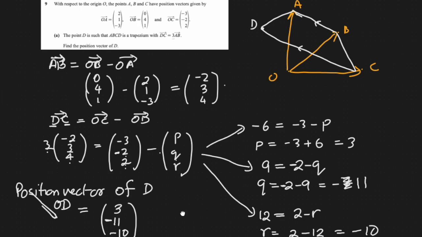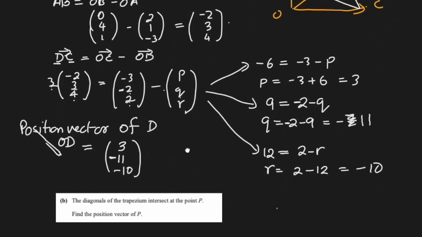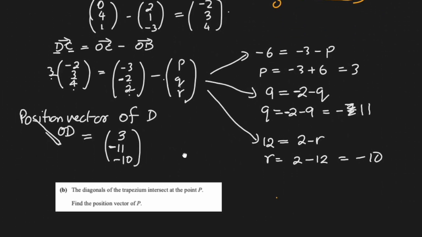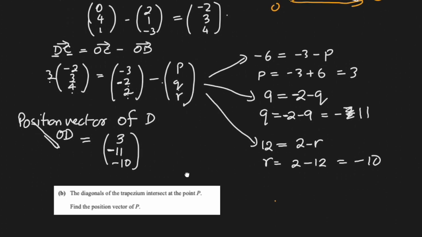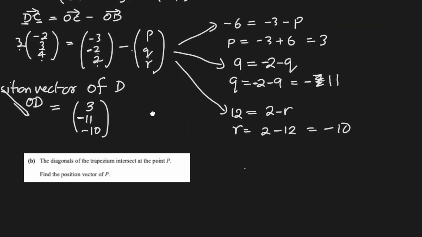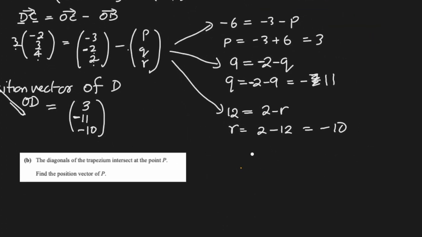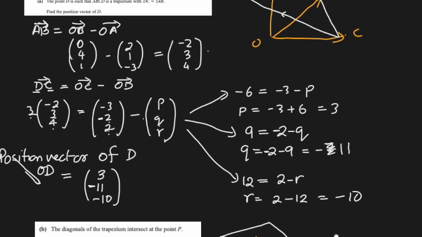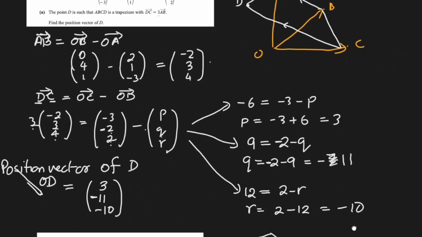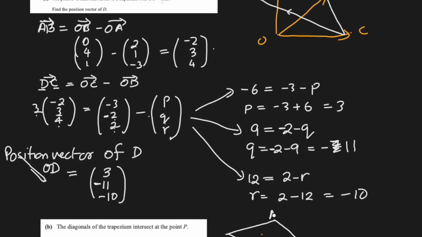Okay. The diagonals of the trapezium intersect at point P. Find the position vector of P now. So let's try to redraw that trapezium. Since the position vectors of all four are known to us, we'll just write coordinates out of them now. So OA was 2, 1, minus 3.